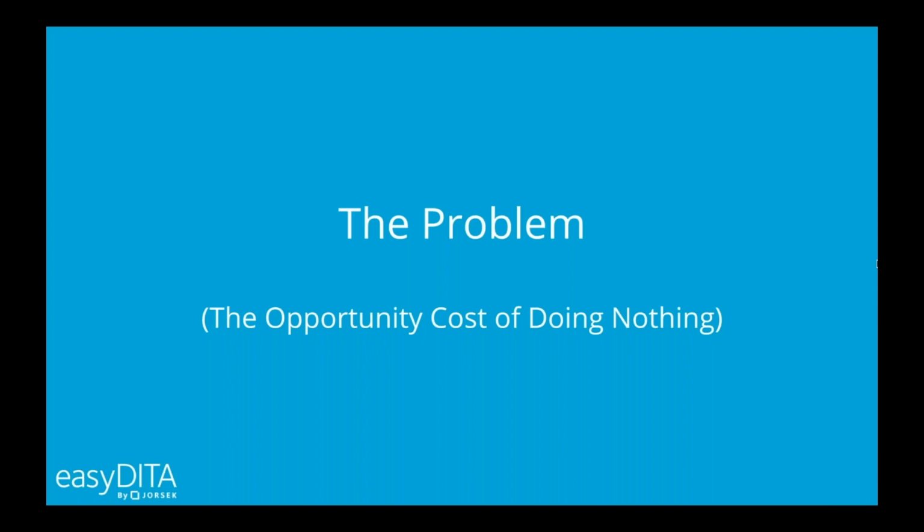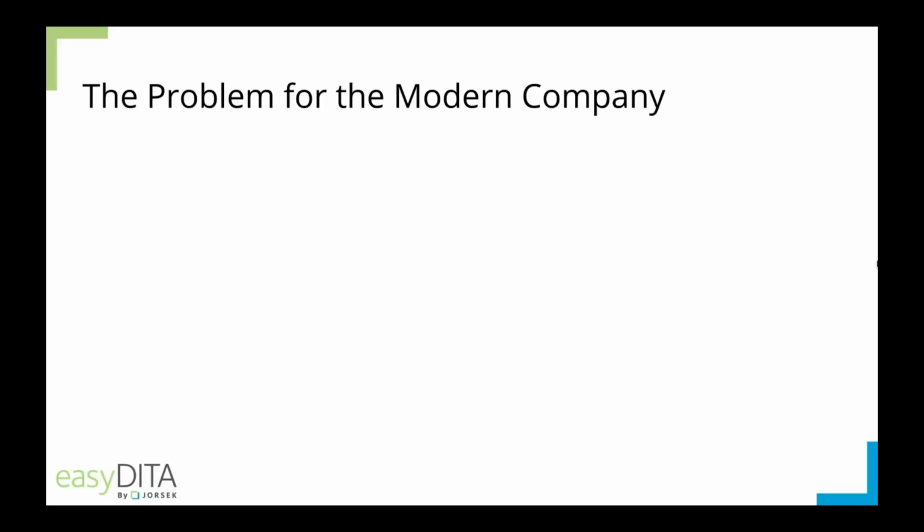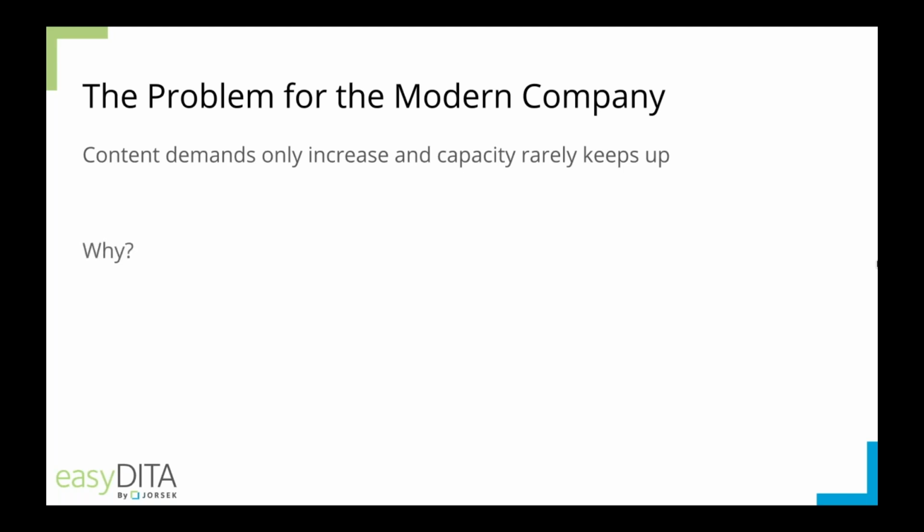So let's talk about the problem, or as I call it, the opportunity cost of doing nothing. If you're still in an unstructured content system and you're not going to move to DITA, then this is the opportunity cost that you're looking at. So what's the problem in the modern company? It's that there are content demands that are always increasing, but the capacity rarely keeps up. I hear this story all the time, whether I'm at a conference or I'm just talking with other tech writers. There's this understanding that what they're expected to create, there's always higher expectations, but the tools they're given or the resources or the budget allocation, it never seems to keep up with it. So why is this?